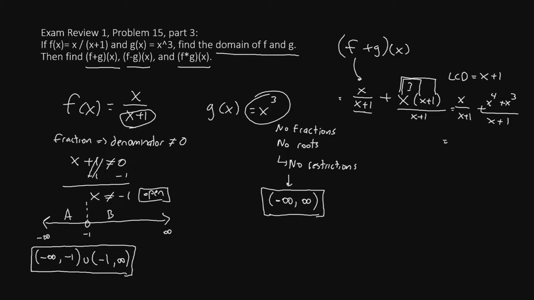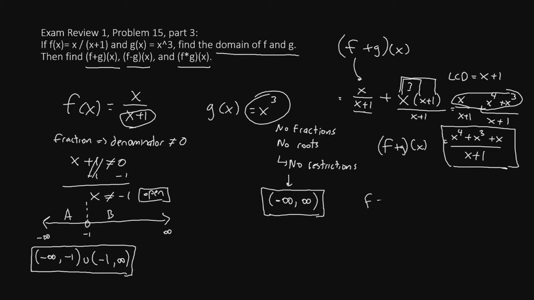If we combine these two fractions and add them together, we will have x to the fourth plus x to the third plus x. Simply put all the terms that are in this numerator together above the bar. Below the bar, we keep the same x plus 1. This is our f plus g of x.